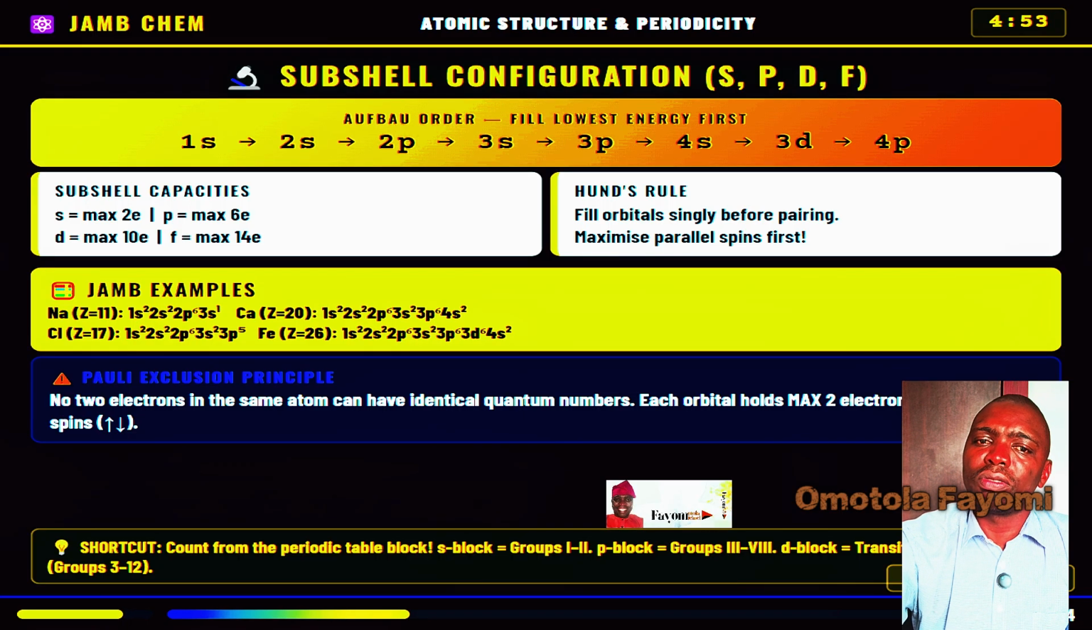What about Pauli's exclusion principle? Each orbital can hold a maximum of 2 electrons, and they must have opposite spin. For sodium: 1s2, 2s2, 2p6, 3s1. The last electron is the valence electron. For iron: 1s2, 2s2, 2p6, 3s2, 3p6, 3d6, 4s2. Iron is a d-block transition metal. 3d6 gives it variable oxidation states of +2 and +3.